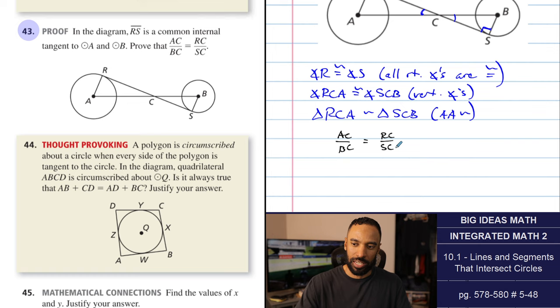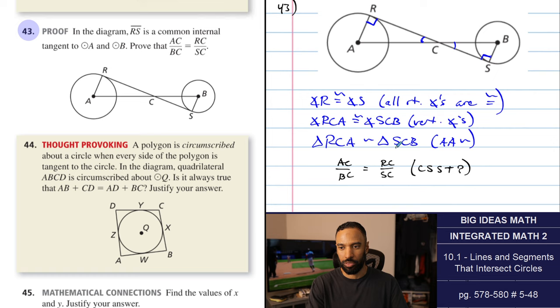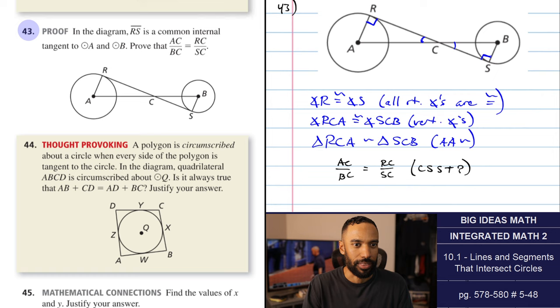Now, I abbreviate this thing: corresponding sides of similar triangles are proportional. The triangles are similar, therefore we can create proportions out of those. That's the correspond. All right, there's my version of that proof. I think I'll use that.